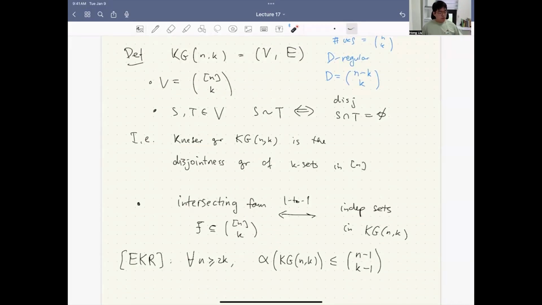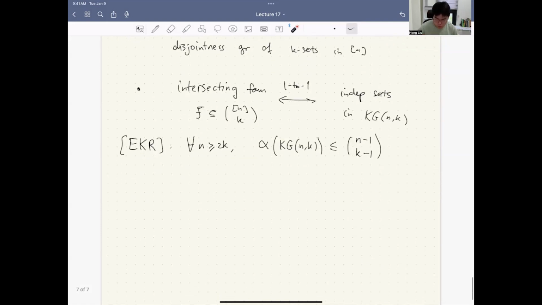Next, we want to revisit, we want to connect this intersecting family business for uniform families with one of the inequalities we learned before, the Bollobás set pair inequality. These two things are unrelated, but we can prove something that's interesting.